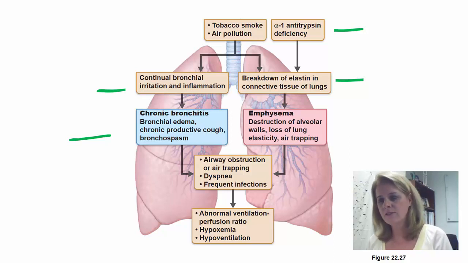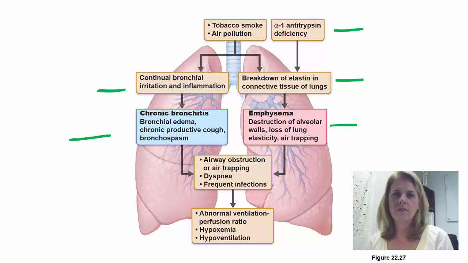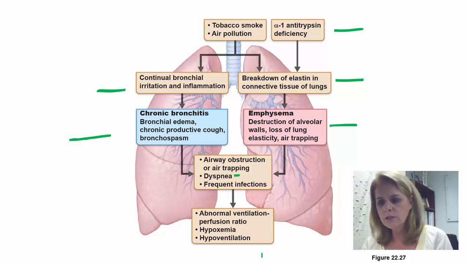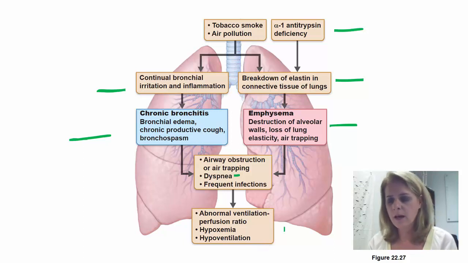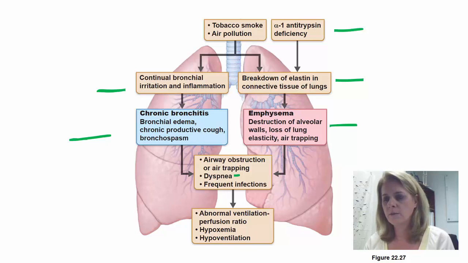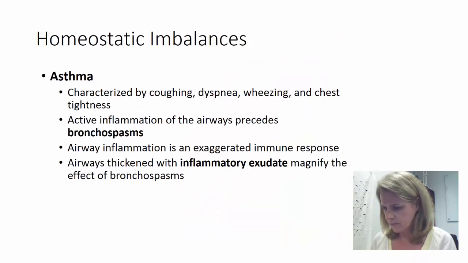And so in this case you have emphysema, and that is going to cause the alveolar walls to be destroyed. The lungs are not elastic, and the air gets trapped. You can't blow it out. So in either case, you wind up with airway obstruction or air getting trapped. You have that dyspnea, frequent infections. You have abnormal ventilation to perfusion ratios. You're hypoxic. You have hypoxemia, hypoventilation. So a lot of times, they may even have a blue tint. They're just not getting enough oxygen in. They're just not able to breathe real well. So chronic bronchitis and emphysema.